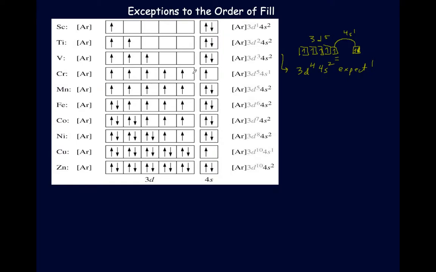All right? So we're going to wait on that a little bit. We're going to circle that one and say, okay, that's a little different. All right, now we continue the pattern, right? We go 4s2, 3d5 manganese, then 3d6, 3d7, 3d8, okay?